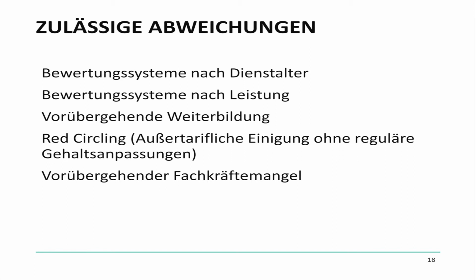So if employers have a formal seniority system, a formal merit system, if they are hiring because there are temporary skills shortages in a particular area, the wage differential may be allowable, temporary training assignments, and something called red circling. But the employer must prove that these exist. It's not just at their word. They have to have some evidence of that.